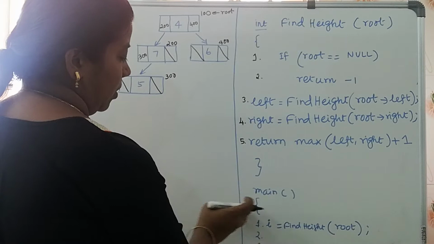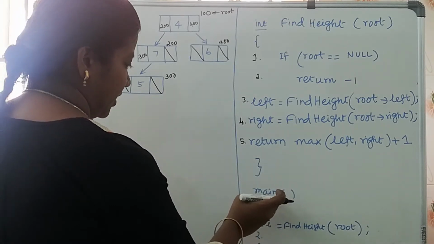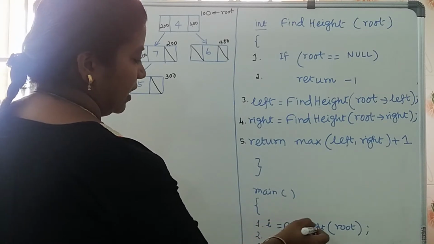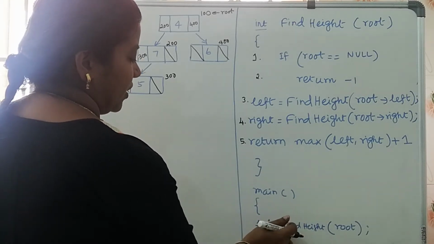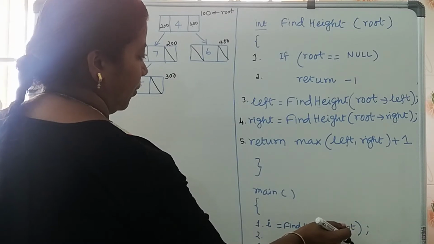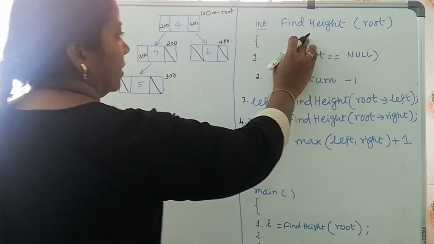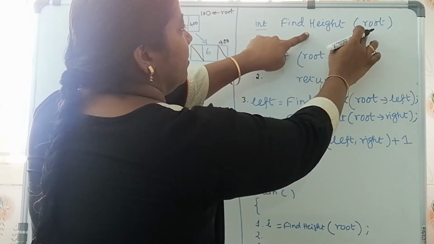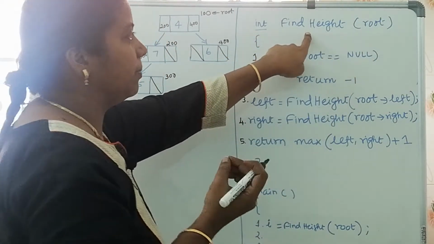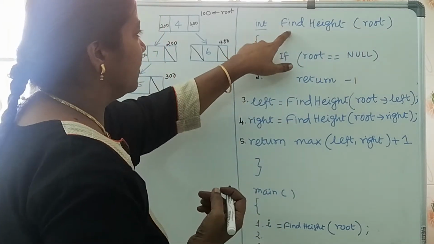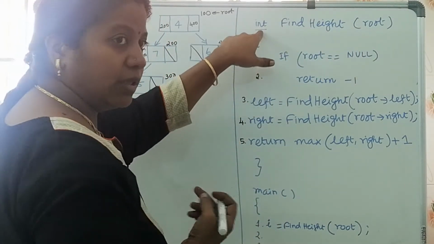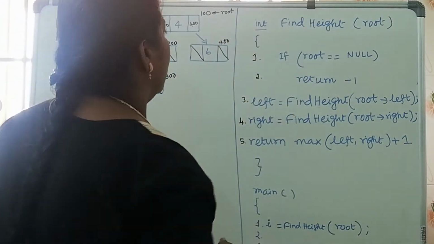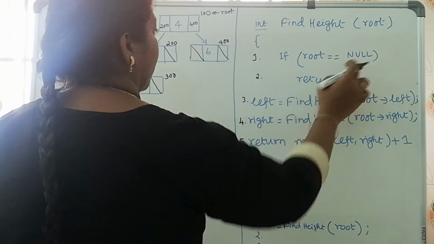Main: all programs get started from the main method. From the main method, let's say we are calling the function find height by passing the root node. Find height is a function, and we are passing the argument, which is nothing but the root, which is a pointer variable. Note down, this function is going to return an integer, so the return type of this function is integer. Now let us check if root equal to null.